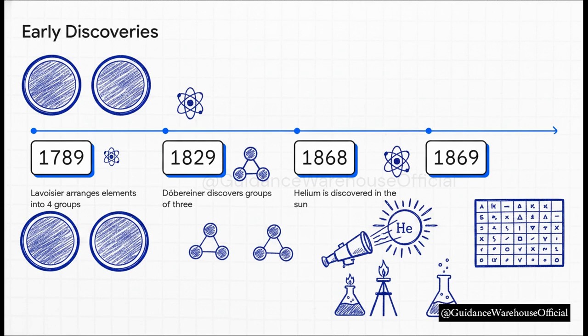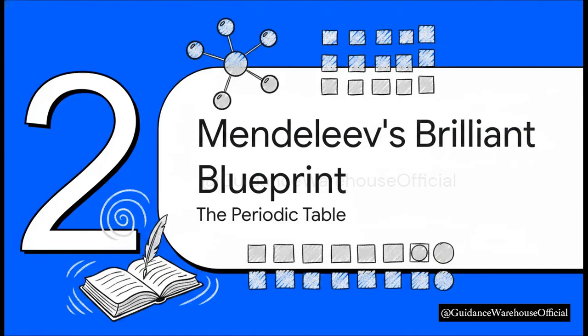Just look at this timeline of early organization attempts. Antoine Lavoisier tried sorting the known elements into just 4 broad groups in 1789. Then, in 1829, Johann Wolfgang Döbereiner noticed these cool little triads, groups of 3 elements acting suspiciously similar, like lithium, sodium, and potassium. Oh, and my absolute favorite part. Thanks to Robert Bunsen, the Bunsen burner guy, and his work with spectroscopy, scientists literally discovered helium by staring at the sun in 1868. They found it in space before it was ever found here on Earth. Wild, right? That brings us to Section 2, Mendeleev's brilliant blueprint.